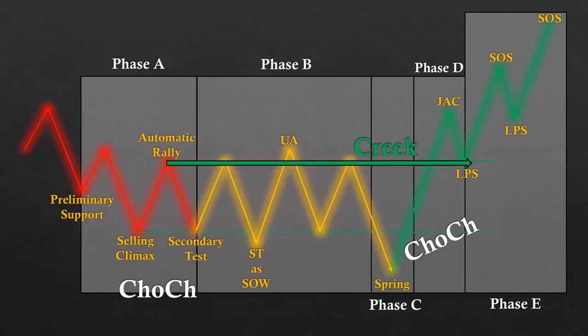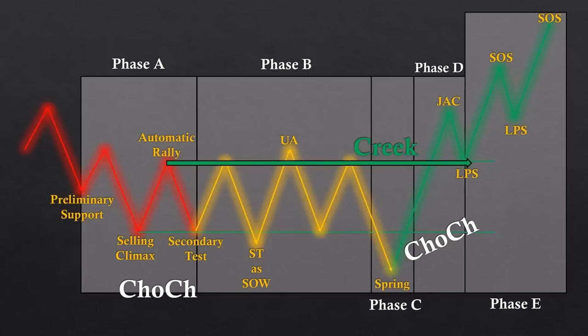After the spring, Phase D begins, and it is composed by the true breakout, which in the case of an accumulation is called sign of strength or jump across the creek, and the confirmation event, which in this context is called last point of support. This confirmation event can also be called back up to the edge of the creek. This is the final nail in the coffin of the second change of character. Now the market is indeed trending upwards.